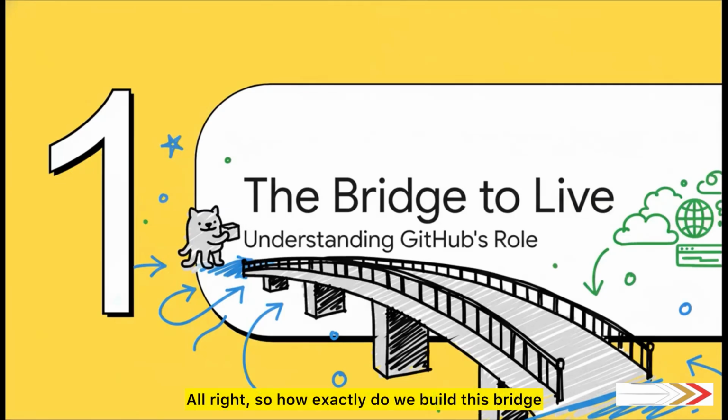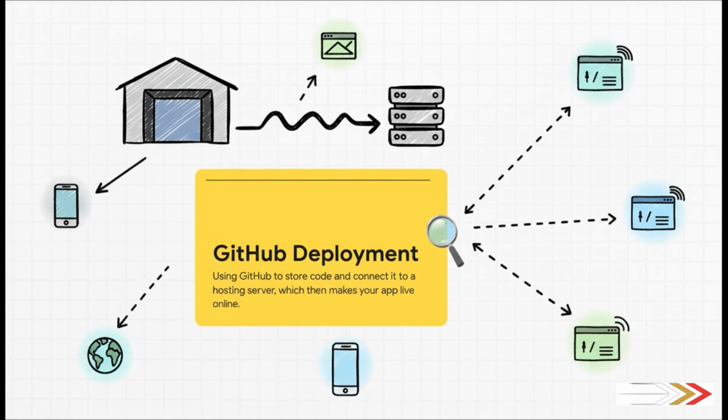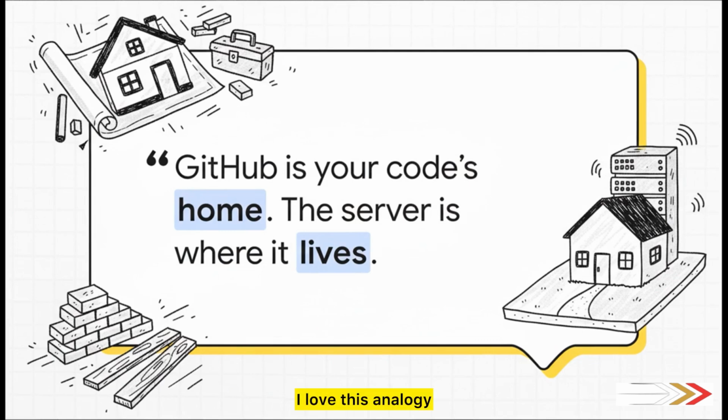All right, so how exactly do we build this bridge? Well, that's where GitHub comes in. Let's kick things off by really understanding the role it plays here. So when you hear someone say deploy with GitHub, what does that actually mean? It's really pretty simple. GitHub is where you store your code, right? And then you connect it to a hosting server. That server is the thing that takes your code and makes your app live for anyone and everyone on the internet to see.